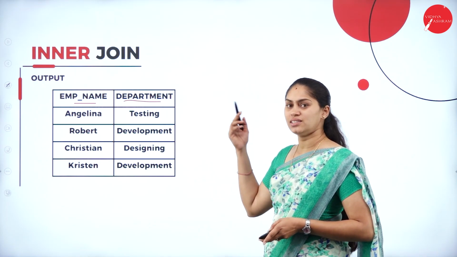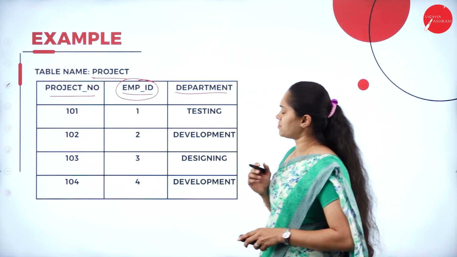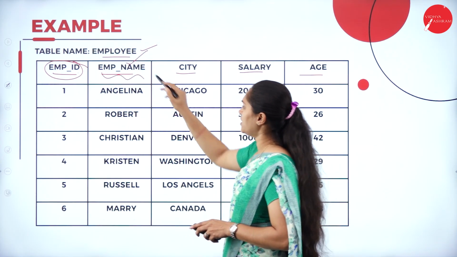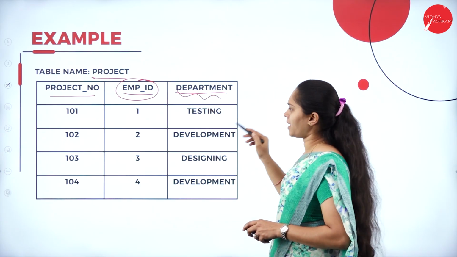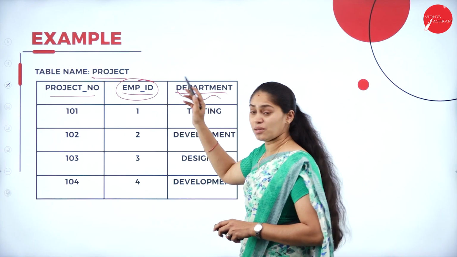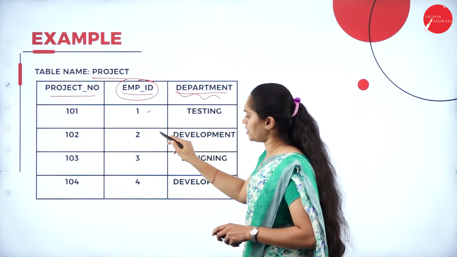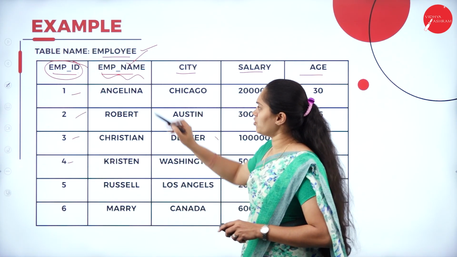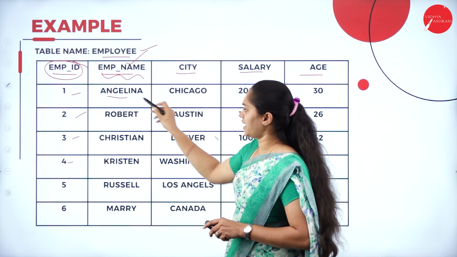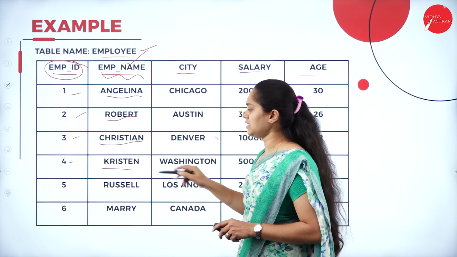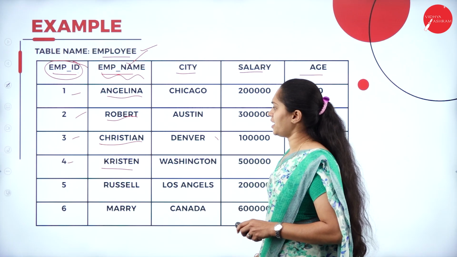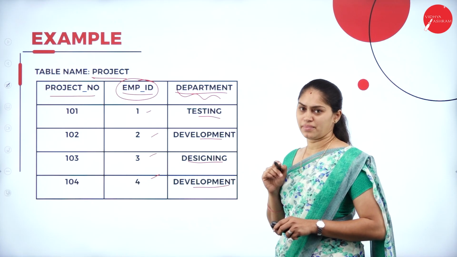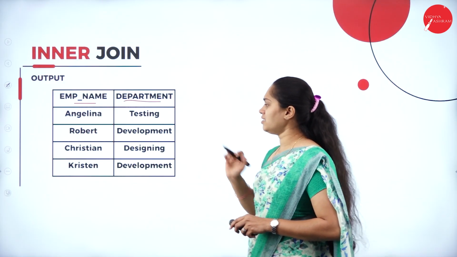Let me go back to the tables, then you will be able to understand. See, in the employee ID, we are taking employee name, and in this we are taking department. The employee IDs present in both the tables, project and employee, are 1, 2, 3, 4. What are the employee names for these IDs? Angelina, Robert, Christian and Christine. The departments are testing, development, designing and development. This is what we are going to get as output here.